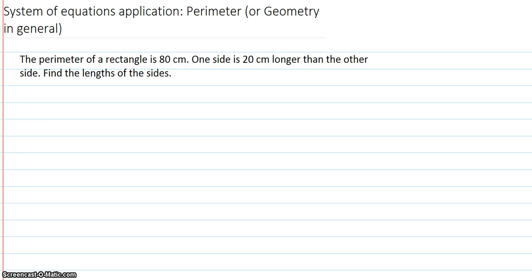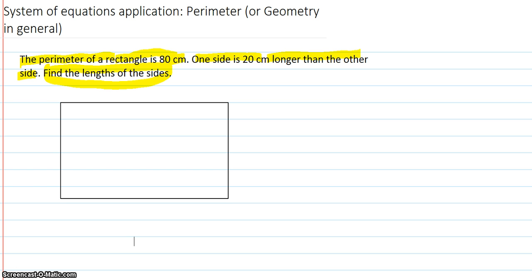System of equations application. This time it's finding something to do with the perimeter, which is a geometry type in general. So it says the perimeter of a rectangle is 80 centimeters. One side is 20 centimeters longer than the other side. Find the lengths of the sides.